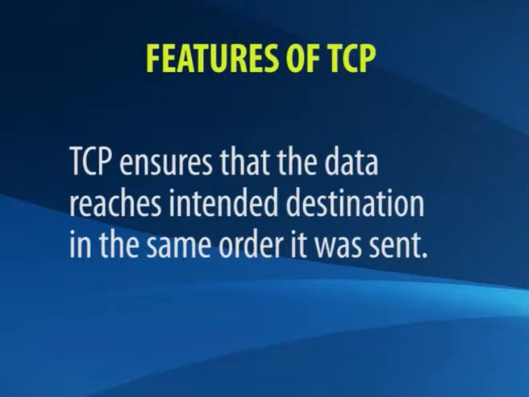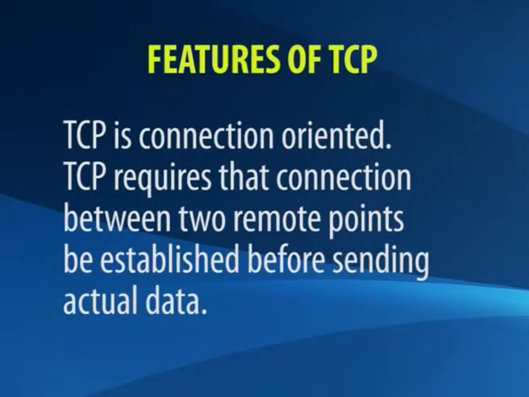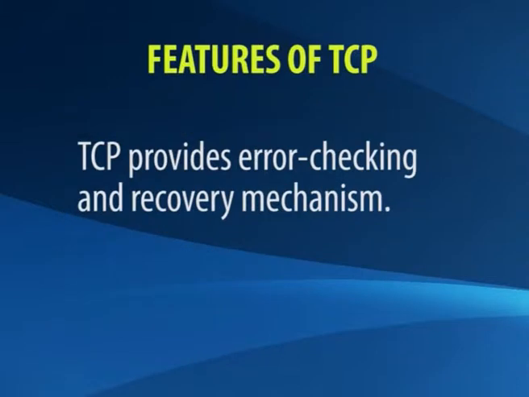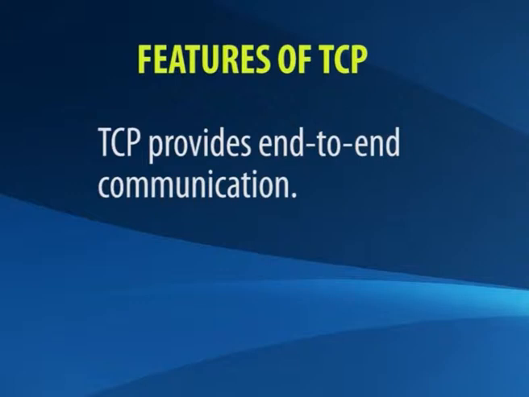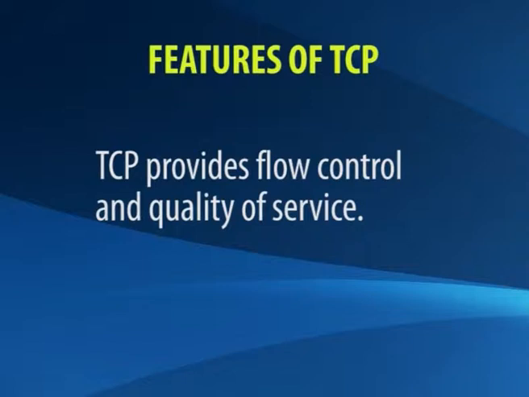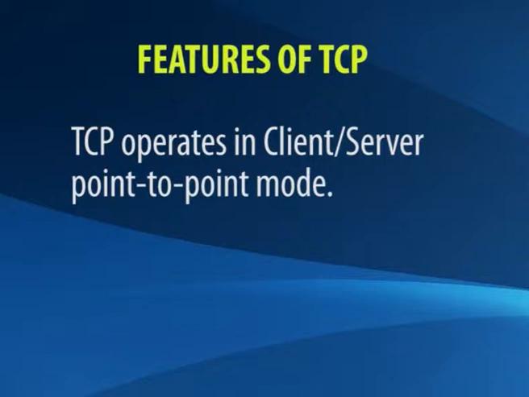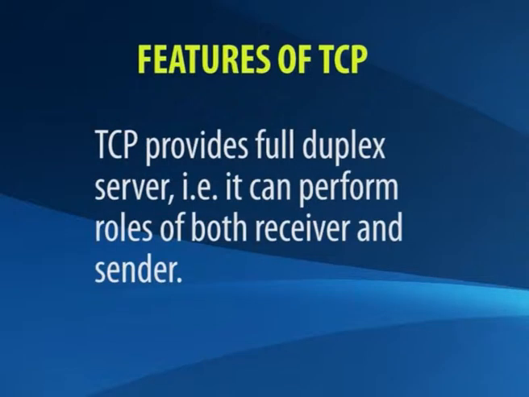TCP ensures that the data reaches the intended destination in the same order it was sent. TCP is connection oriented. TCP requires that a connection between two remote points be established before sending actual data. TCP provides error checking and recovery mechanism. TCP provides end-to-end communication. TCP provides flow control and quality of service. TCP operates in client-server point-to-point mode. TCP provides full duplex service, that is, it can perform roles of both receiver and sender.